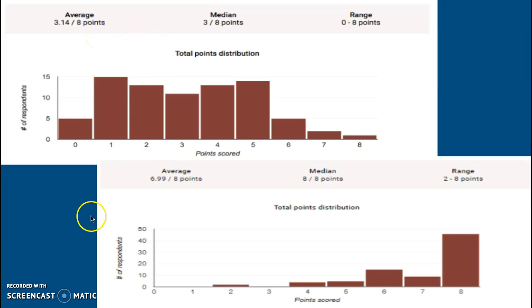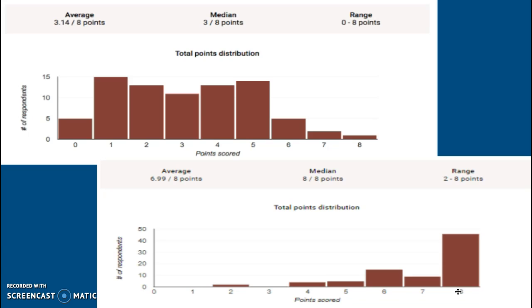And so I really like that they provide the bar graph for you, but they also calculate the average, the median, and the range. And then on the bottom here is my post-assessment. So the average was a 6.99, which I rounded up to a 7 out of 8 points. The median was an 8 out of 8, and then the range was between 2 and 8 points.